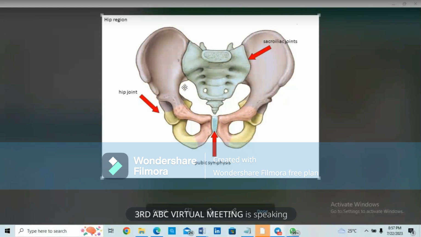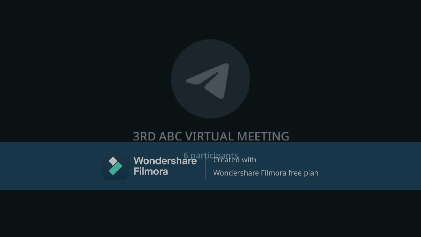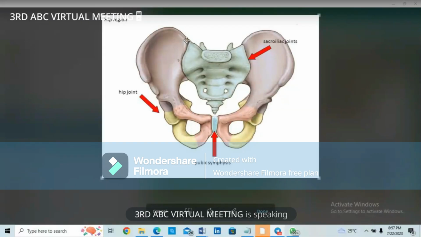Sacroiliac joint is a synovial joint. It permits limited movement, gliding and rotatory movement. It's formed by the ala of the sacrum and the auricular surface of the ilium. That's what forms the sacroiliac joint, right? While the pubic symphysis is formed by the pubic crest, the pubis on both sides, the right and the left, fusing together to form the pubic symphysis, which is a secondary cartilaginous joint. Those are the major joints.